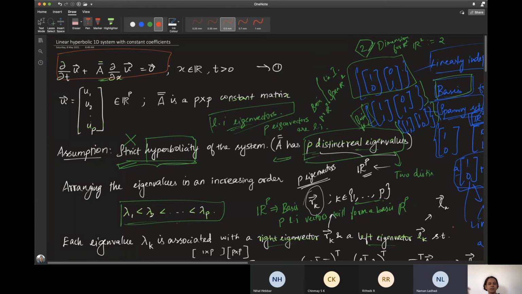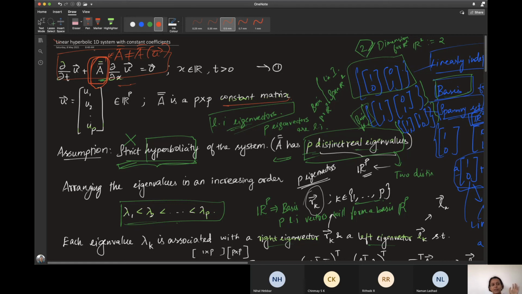Okay. So you consider some linear hyperbolic 1D system. We are only talking about 1D system, that is, we don't have multiple dimensions, just one dimension. When we say that the system is linear and hyperbolic, your A matrix over here is not a function of u. That way it becomes a linear system. So it's a constant matrix.